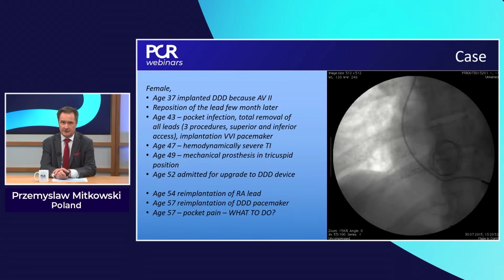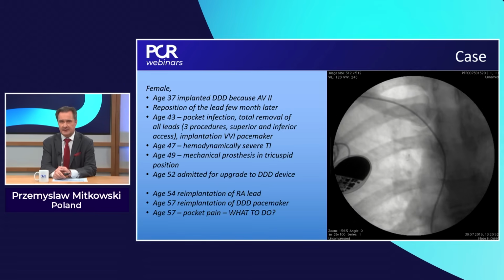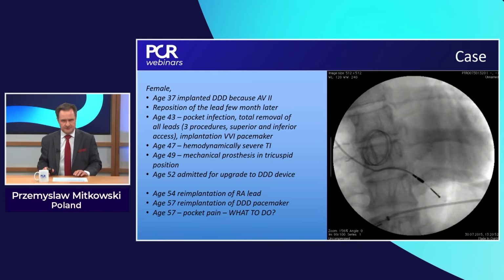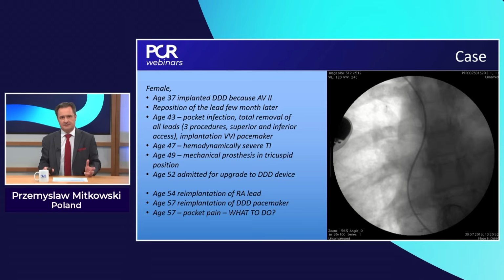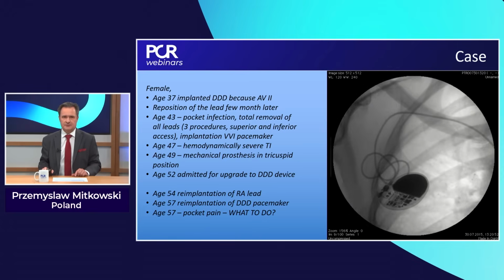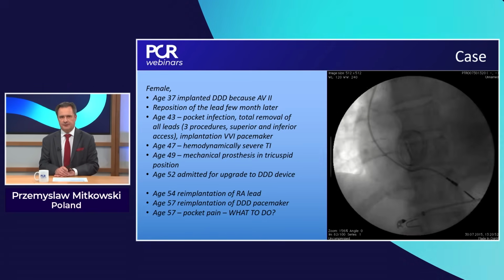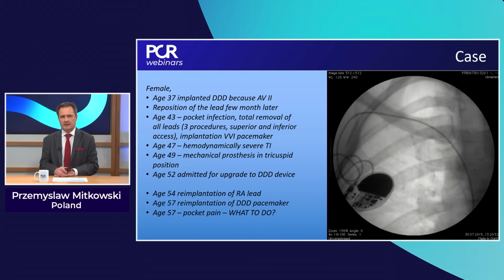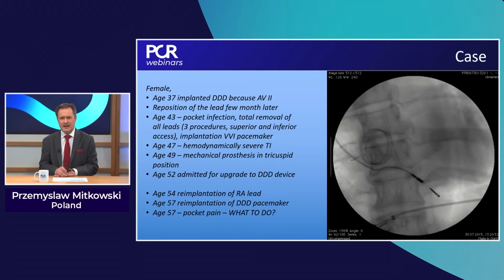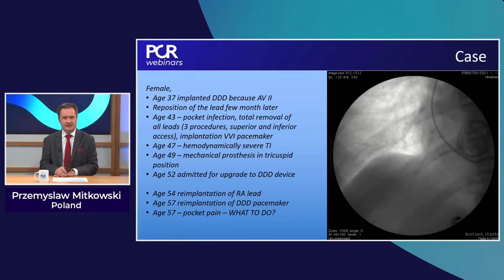It is a horrible case of a 37-year-old woman who was implanted at this age with a DDD pacemaker because of second-degree AV block. Afterwards, repositioning of the lead because of dislocation. After 6 weeks, pocket infection. Finally, all leads were removed and a VVI pacemaker was placed on the right side. Unfortunately, a few years later, she got severe tricuspid regurgitation, and I don't know why this could happen. She got a mechanical prosthesis of the tricuspid valve with jailing of the lead.